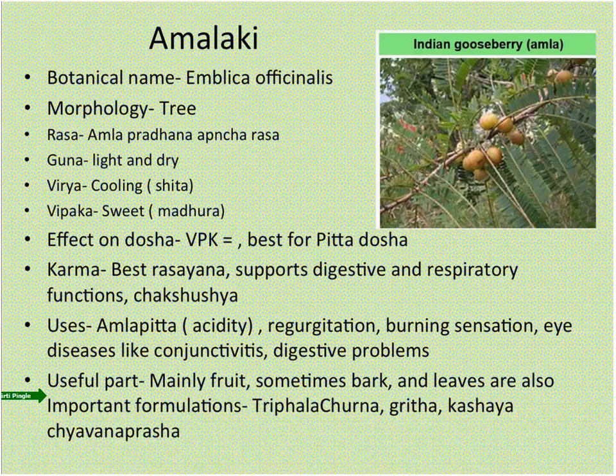Useful part: mainly the fruit is used for making Ayurvedic preparations, but sometimes bark and leaves are also used. The very important formulations are Triphala Churna, Triphala Ghrita, then Kashaya, and the biggest common preparation is Chyavanprash. So Chyavanprash literally acts as a rasayan herb. Chyavanprash has other 40 herbs in it, but amalki is the main herb in Chyavanprash.